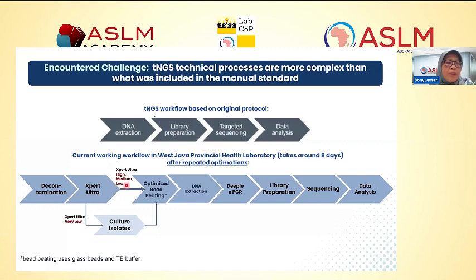And then if the sample result is high, medium, or low, we just do optimization with bead beating, and then it will follow the deplex workflow. But if the Xpert Ultra showed a very low result, then we prefer to do culture. And if the MGIT indicates the culture is positive, the bacteria is there, then we harvest it, and then we continue to the bead beating and follow the deplex workflow. For the bead beating, we use glass beads, and we also add TE buffer.